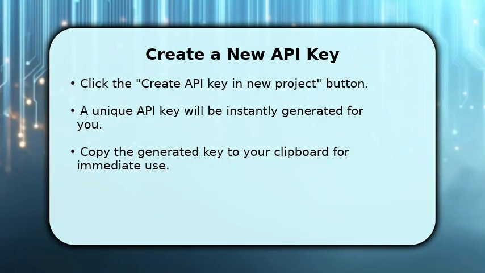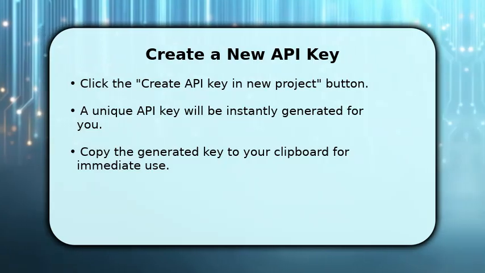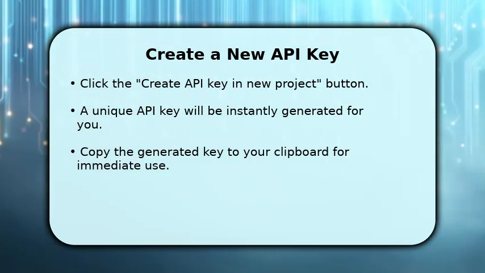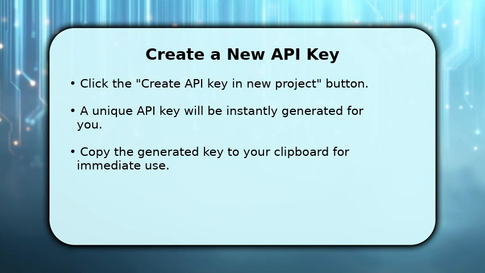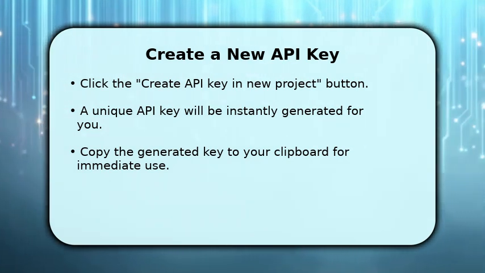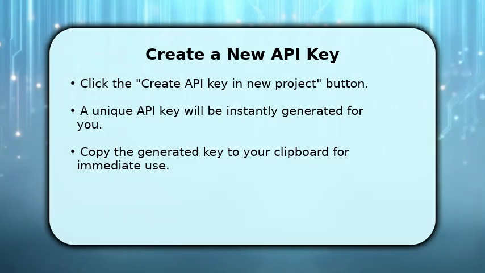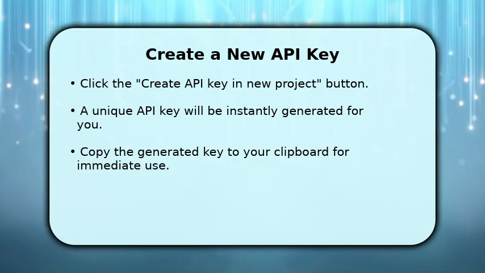After locating the API Key section, you'll see an option to Create API Key in New Project. Click this button, and almost instantly, a brand new, unique API key will be generated just for you. It's crucial to copy this key immediately to your clipboard. You'll need it for your applications, so don't lose it.